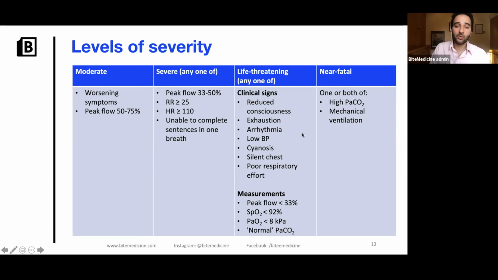And this is really important to be aware of, because obviously when you get a really severe or life-threatening asthma exacerbation, these patients are puffing away, trying to get as much oxygen in and blow off as much CO2 as possible. They're going to eventually get exhausted in life-threatening attacks. So as they slowly get exhausted, they lose that respiratory effort because they're getting so tired. Their chest goes silent, they have poor respiratory effort, they can become cyanotic.